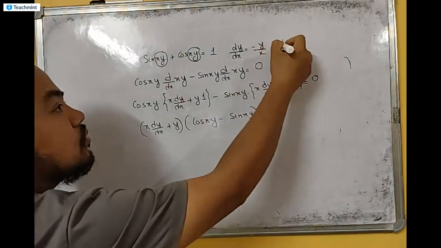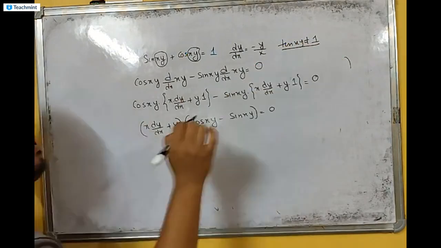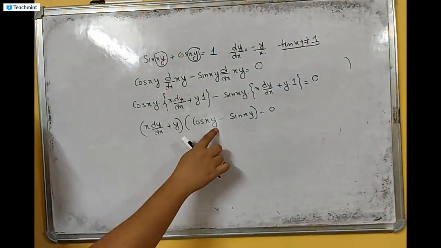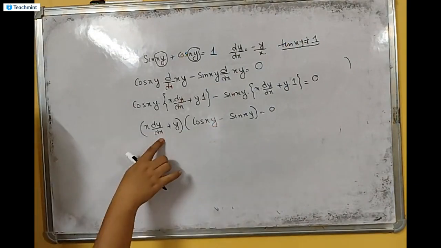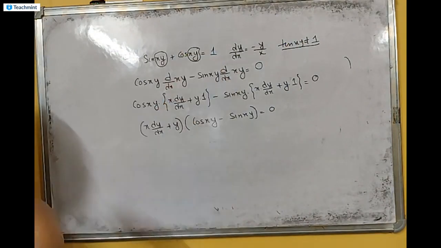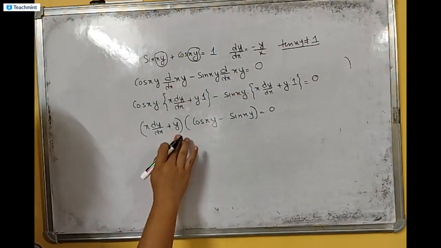There was an additional condition which says that tan xy can't be equal to 1. This is the reason which says that this cannot be equal to 0. I'll tell you why. If this can't be equal to 0, then this has to be equal to 0, so you get the answer. So how do you come to know that this cannot be equal to 0? I'll just explain that.